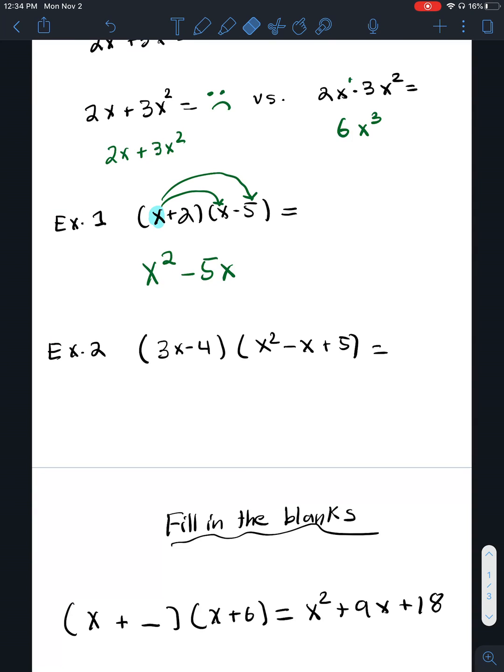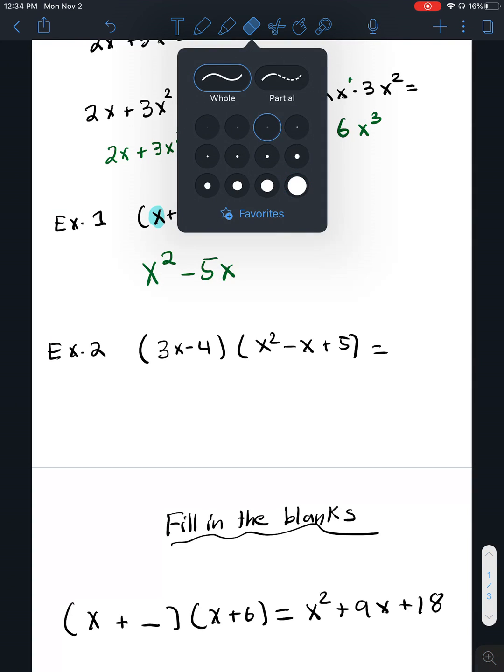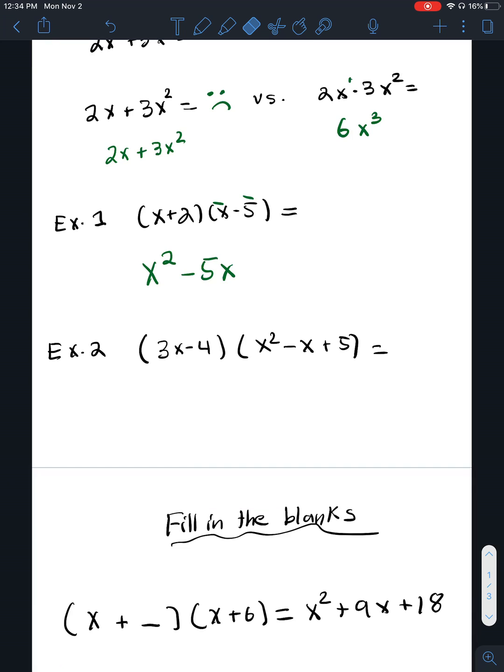Then I'm going to erase these. Oops. Let's see. I was good at this. And now we're going to focus on our second term. And our second term is also going to multiply everything to the right. And 2 times x is the positive 2x. 2 times -5 is minus 10.